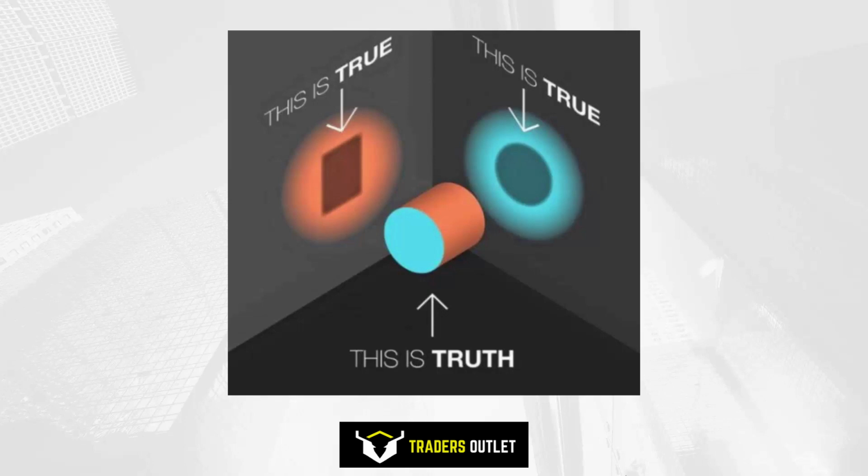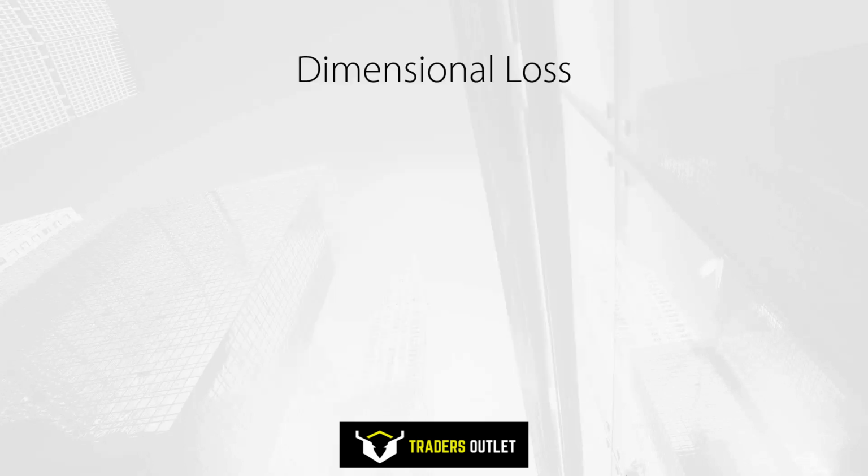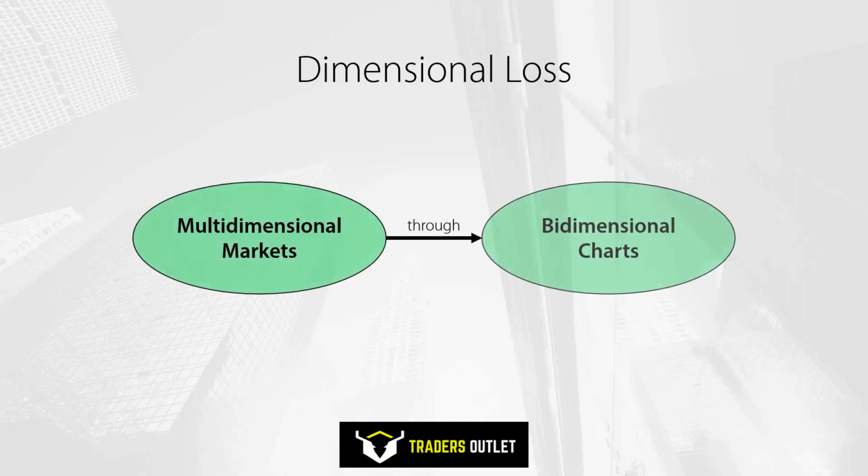The reason we need contextual trading as a foundational principle is because of something called dimensional loss, which is what happens when we try to analyze a complex entity like the markets through the lens of a bidimensional price chart. The financial market is a multivariate and multidimensional complex system, and the trader only has bidimensional price charts to analyze it and extract useful information out of it.